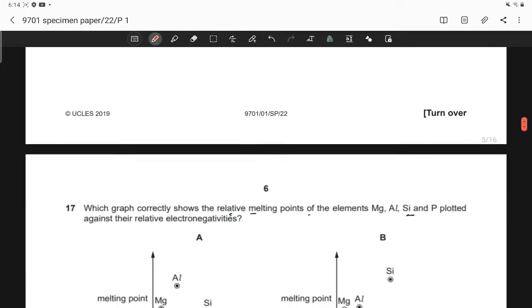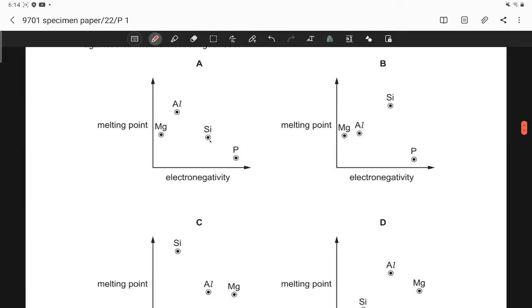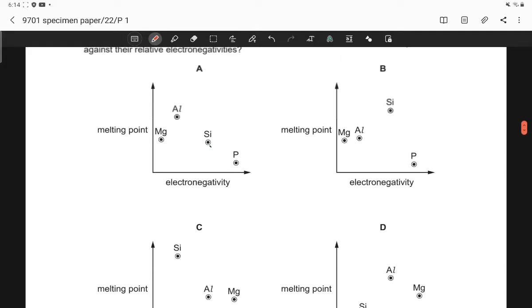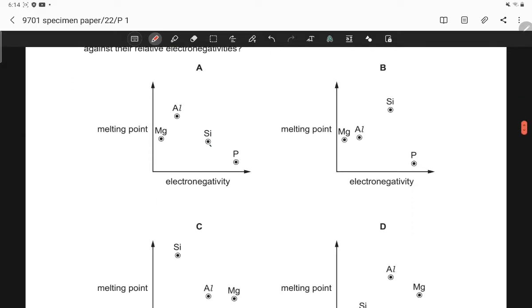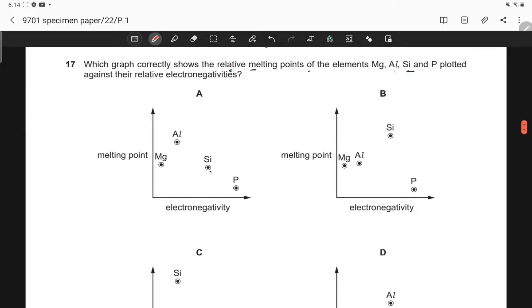C is the correct option. The next question is 17. Which graph correctly shows the relative melting points of the elements magnesium, aluminum, silicon and phosphorus plotted against their relative electronegativities? So across the period, this is the third period elements.